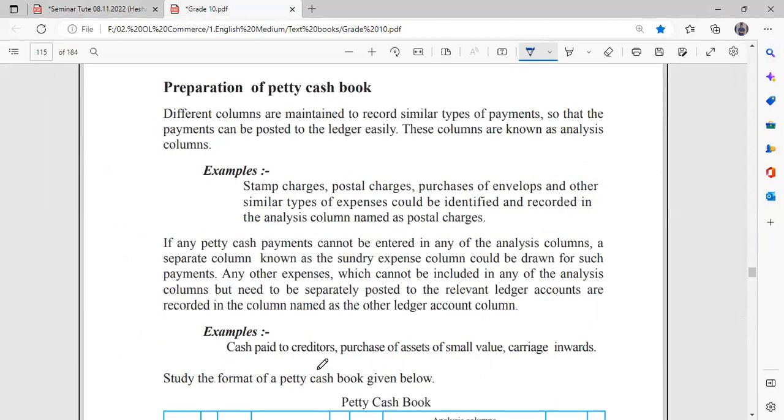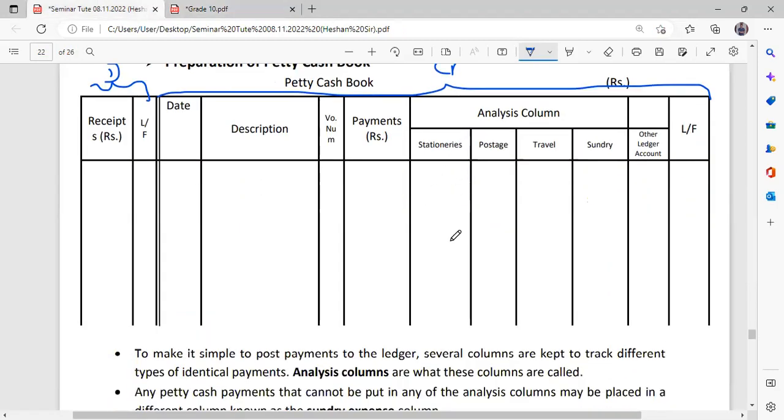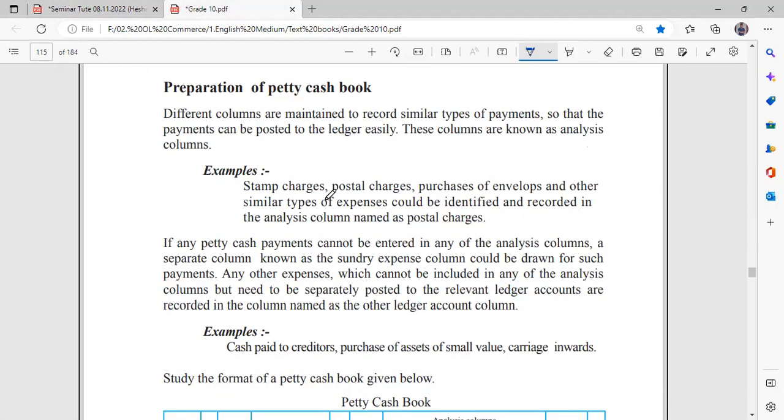Different columns are maintained to record similar types of payments, so that the payments can be posted to the ledger easier. These columns are known as analysis columns. Examples: stamp charges, postal charges, purchase of envelopes, and other similar types of expenses could be identified and recorded in the analysis column named postal charges, right? So we need to analyze it. We need to identify the analysis columns: stationery, postage, travel, sundries, something like that. Okay, so I'll do this.